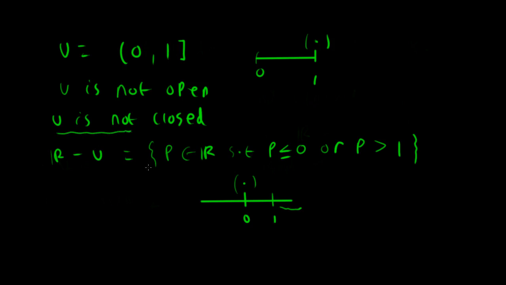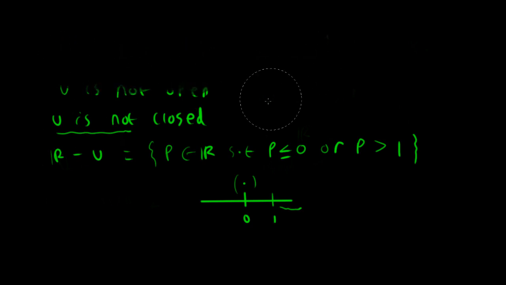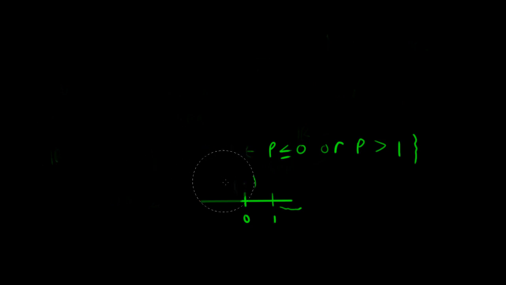Okay? So in this case, U is not open, and it's not closed. It's neither. So this is an interesting case of sets can be open and closed, or neither, or just one or the other, depending on what set you look at. Okay, so that's all I wanted to talk about.